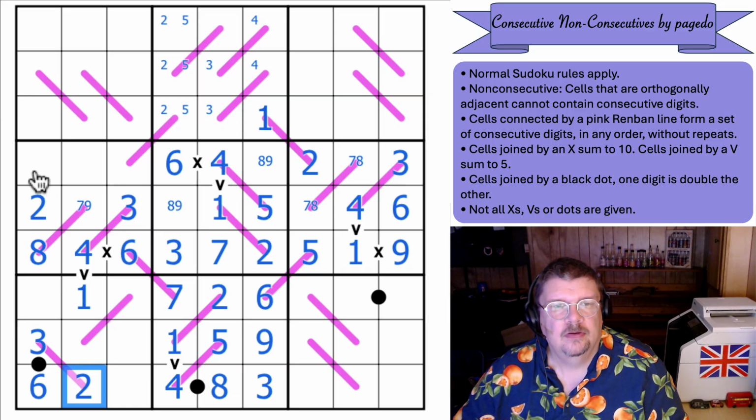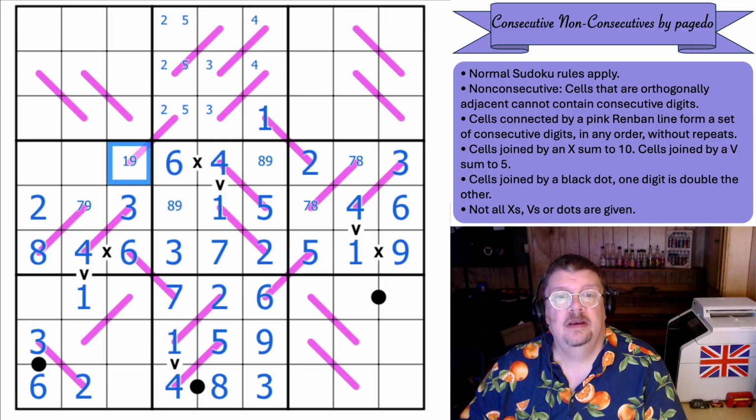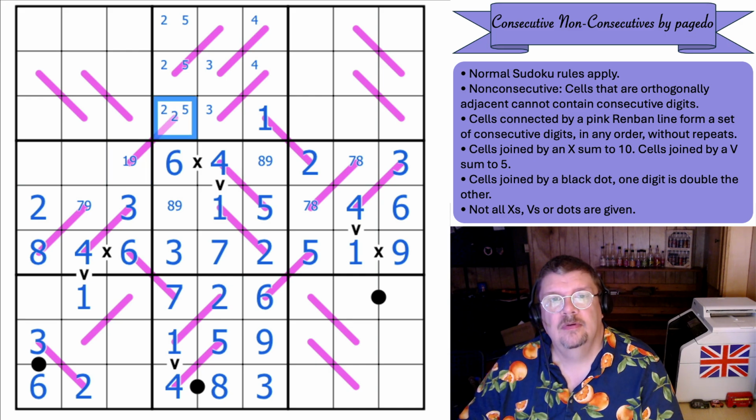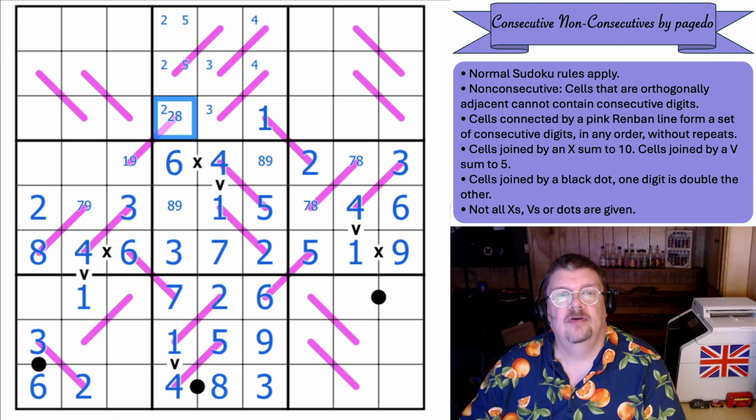Let me see, I've got 7, 9, and 5. That can't be a 5 or a 7 because of this 6. So that's a 1 or a 9. And if this is a 1, this is a 2. And if it's a 9, it's an 8. And it is not a 5.